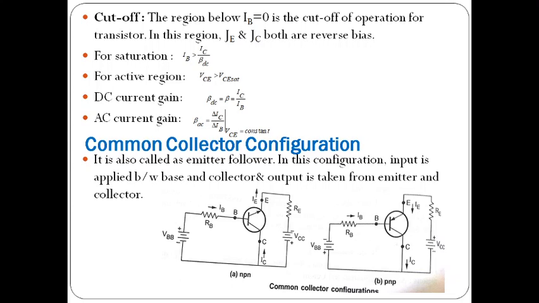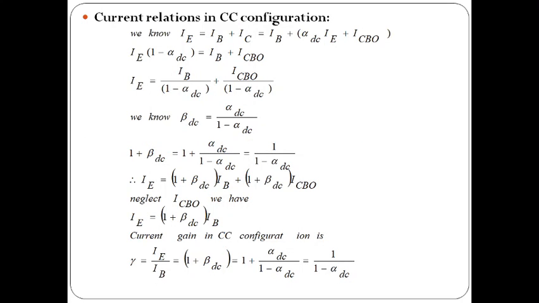Here, the collector is connected to the common node, and the input terminal is the base and the output terminal is the emitter. So in this configuration, input is applied between the base and collector. Output is taken between the collector and emitter. So you can observe the common collector configuration of both NPN and PNP transistors in this. Next, current relations in the common collector configuration.